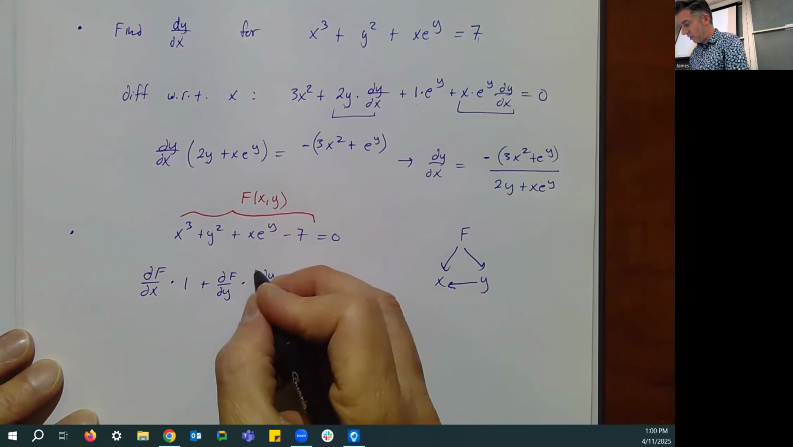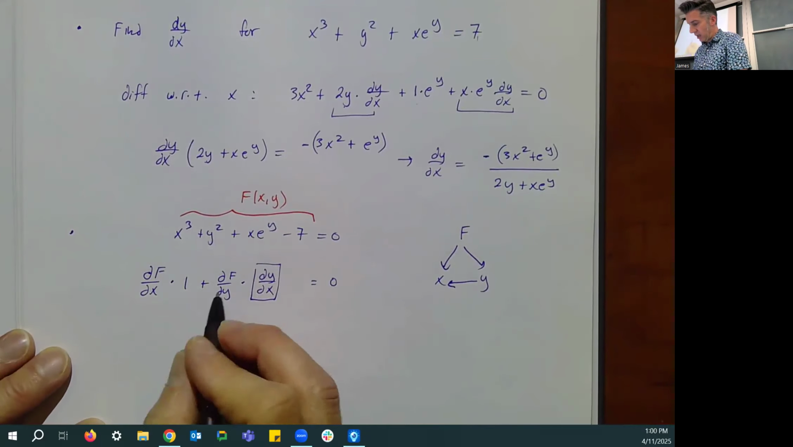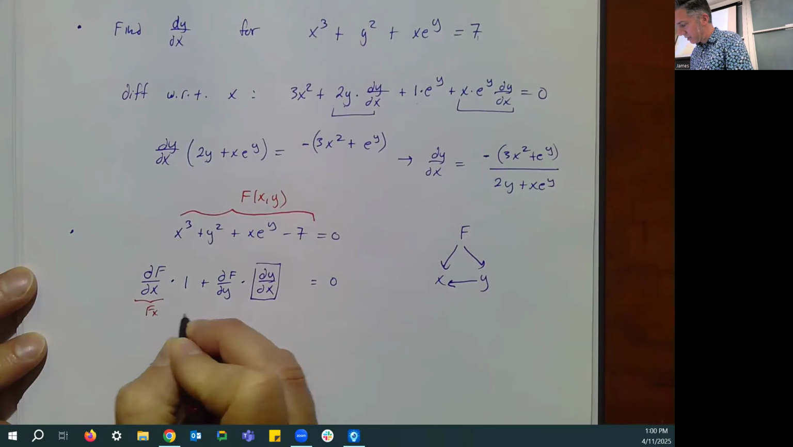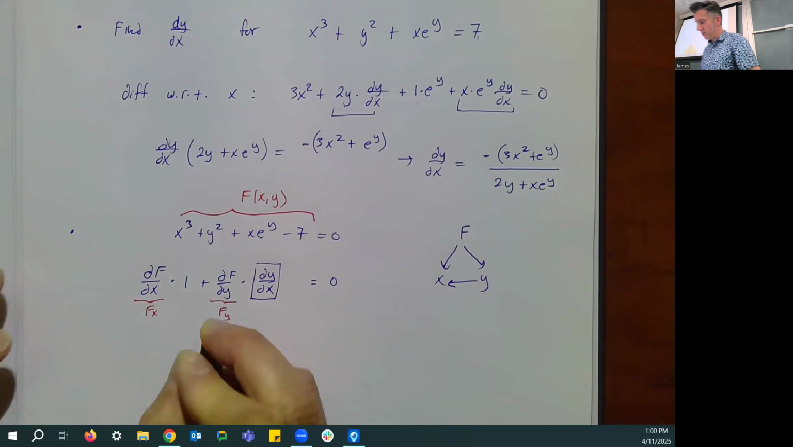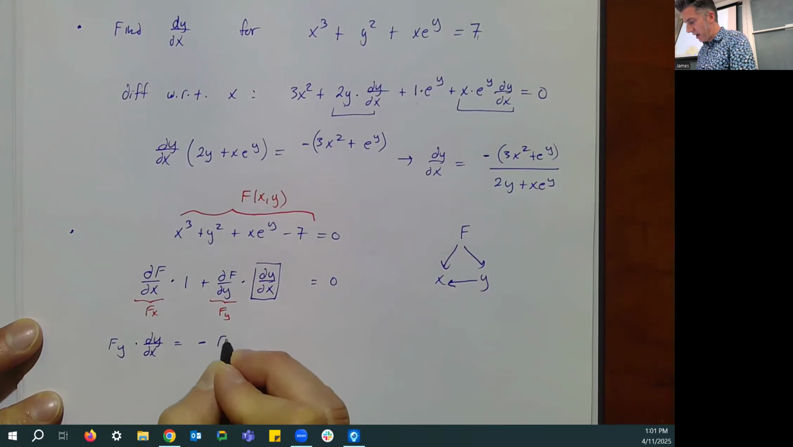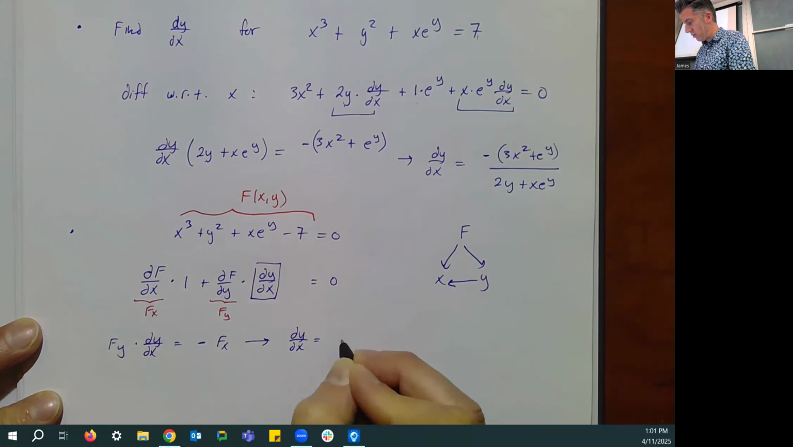And then if we solve for this, I'm going to call that fx, not fy. We're going to get that fy times the derivative I'm trying to find is equal to negative fx. So then dy dx is going to equal negative fx divided by fy.